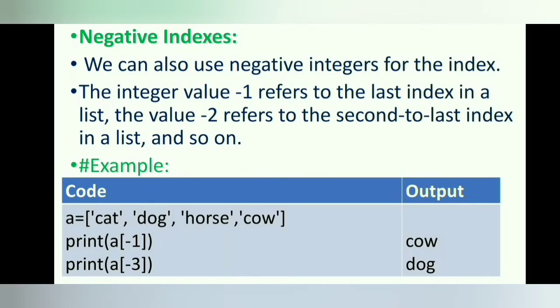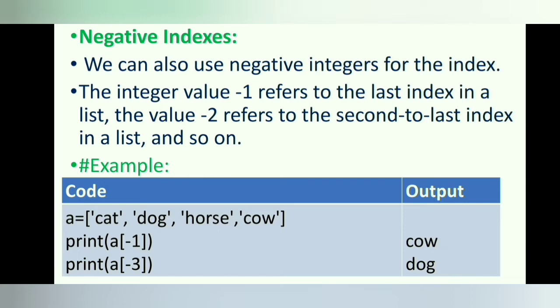Lists support all the sequence operations we discussed for strings. Negative indexes. We can also use negative integers for the index. The integer value -1 refers to the last index in a list. The value -2 refers to the second to last index in a list, and so on.